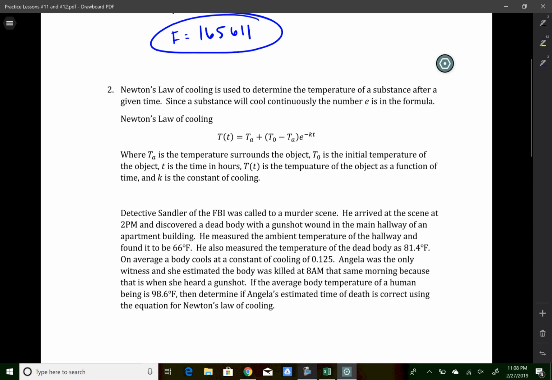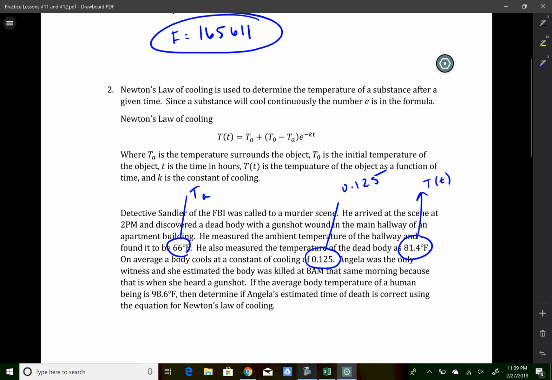So it says Detective Sandler of the FBI was called to a murder scene. He arrived at the scene at 2 p.m. and discovered a dead body with a gunshot wound in the main hallway of an apartment building. He measured the ambient temperature of the hallway as 66 degrees. So that's T of A. He also measured the temperature of the dead body, 81.4 degrees. So that is the ending amount. So that's T of T. It says the constant of cooling is 0.0125.